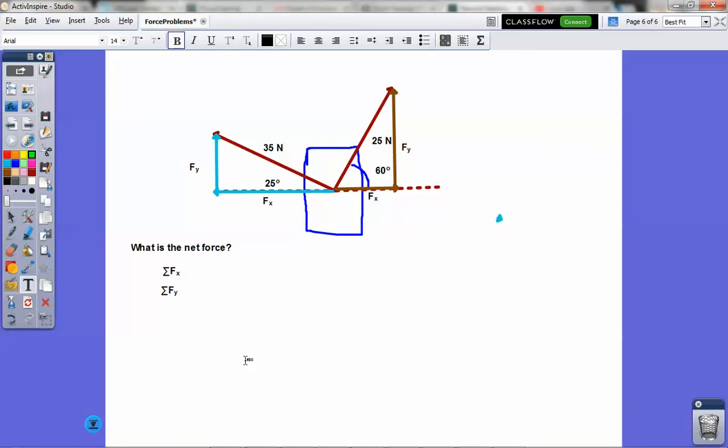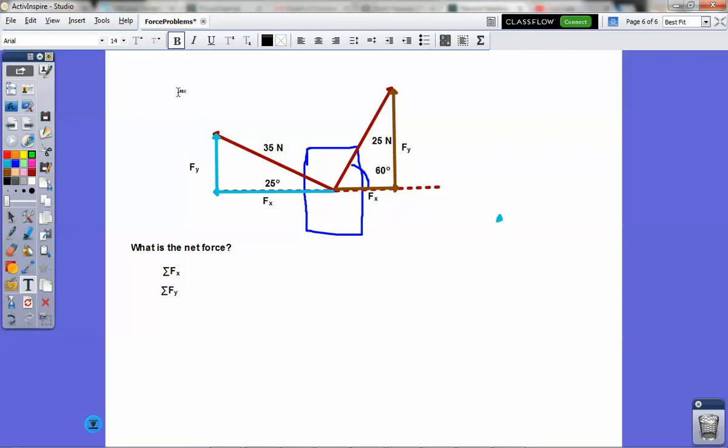It's just multiple iterations of the same thing. But ultimately, no matter how many forces you have, you're going to have to find out what is the net force in the x direction and what is the net force in the y direction. So in this problem, let's find out first what are the x forces acting here and how much are they. So let's take this 35 Newton force.